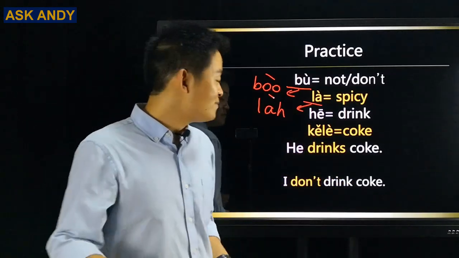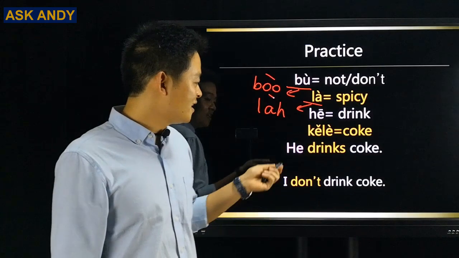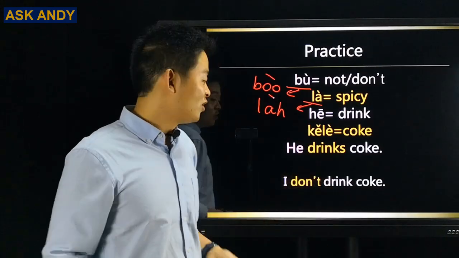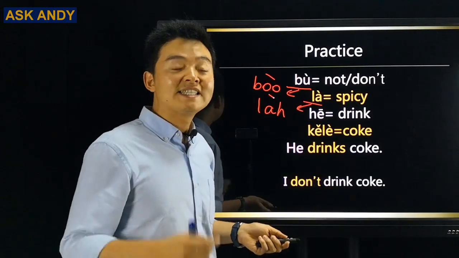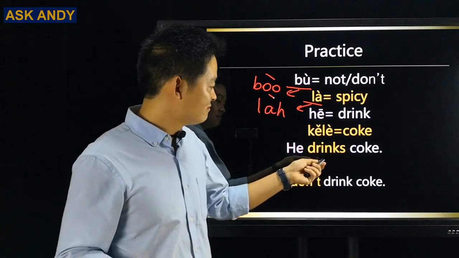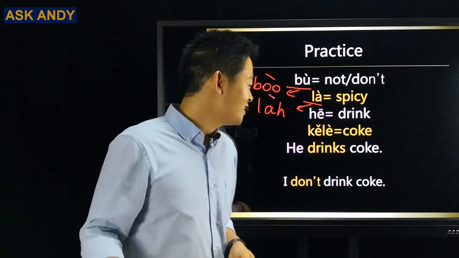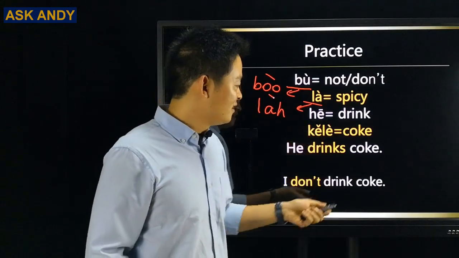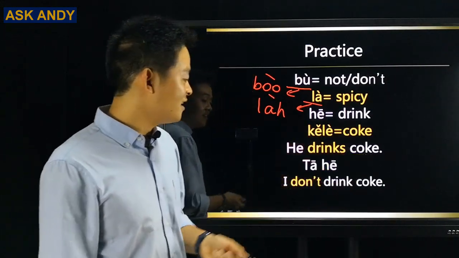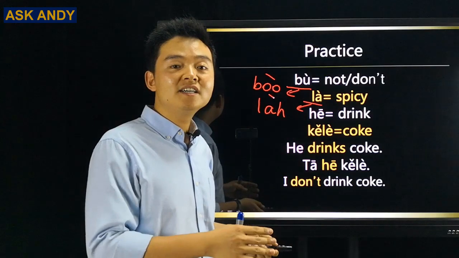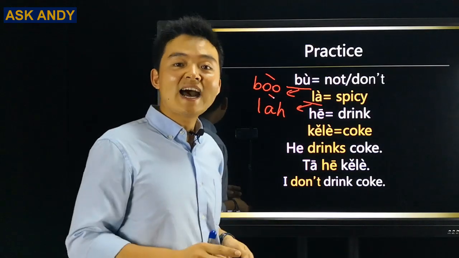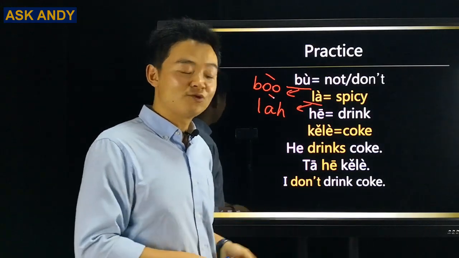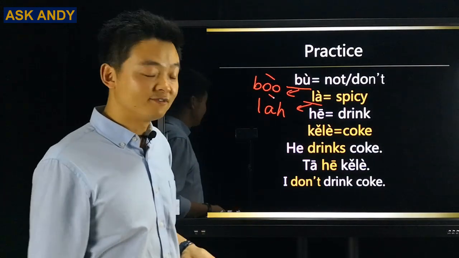Actually, right now, we can make sentences. So what about he drinks Coke? We already know he is 他, and then drinks. Good news is in Chinese language, we don't have conjugations for verbs, so we just do drink. And then Coke is here. So the answer is 他喝可乐. 他喝可乐. Try it. It's easy, right?